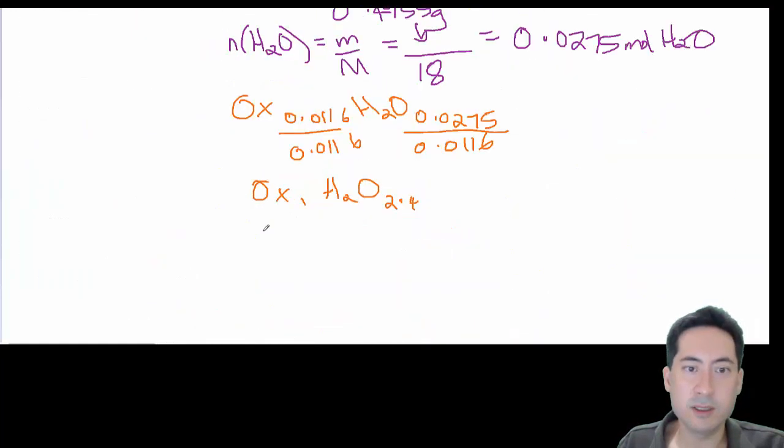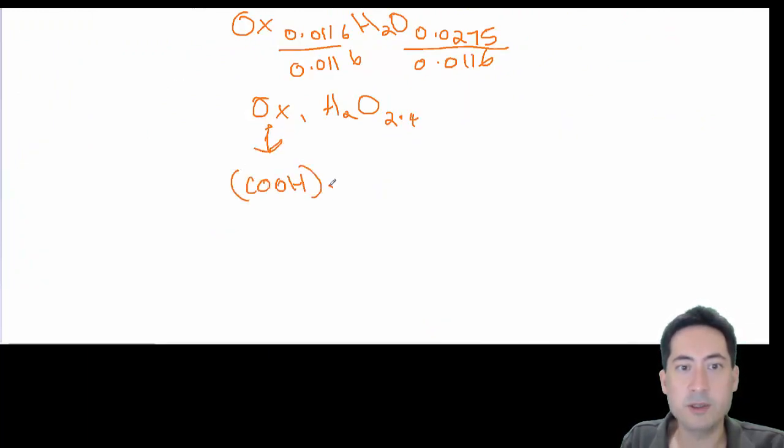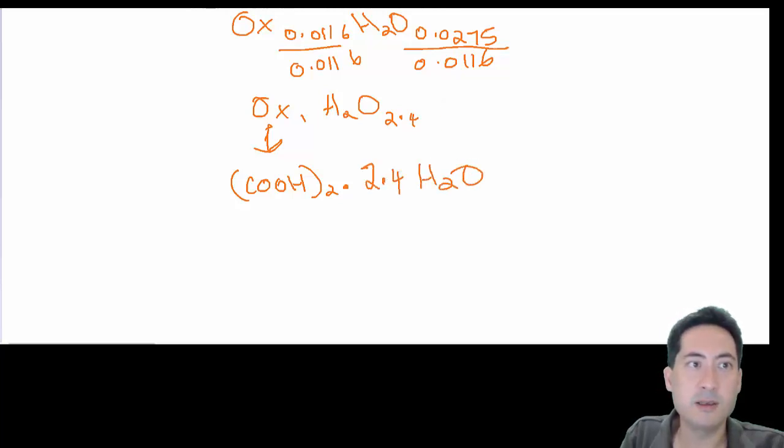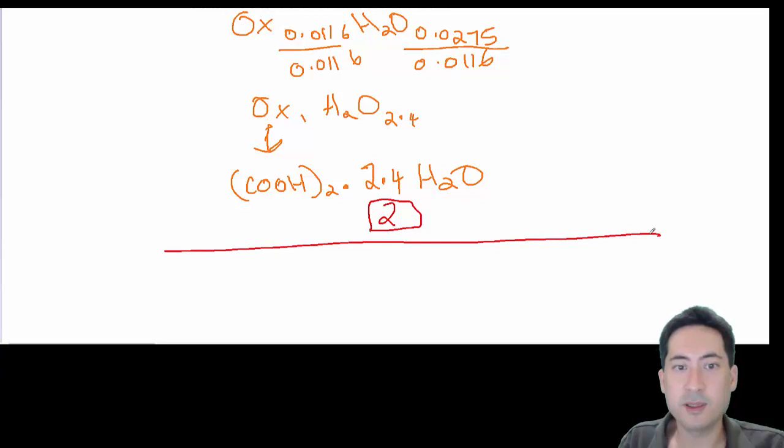Alright, and so the answer is, let's write out the full answer, COOH with a little 2 there, that's oxalic acid. So the final answer is, I'm going to convert that down, COOH, alright, with a 2, and it's 2.4 H2Os. Okay, now the correct answer is 2. Alright, and so that's our final answer.